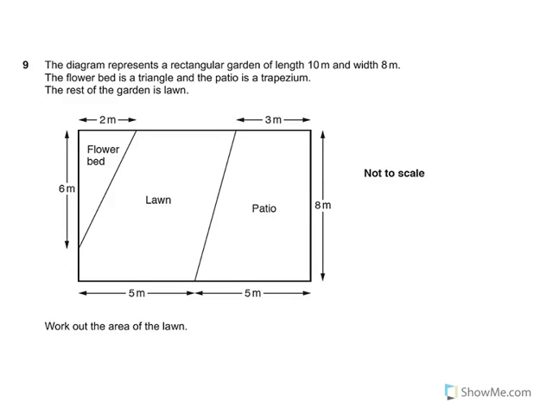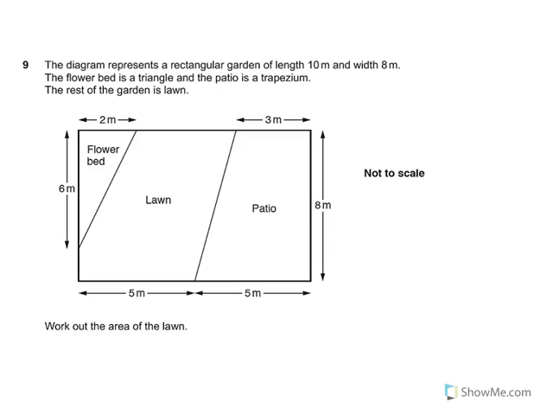Question 9. The diagram represents a rectangular garden of length 10 metres and width 8 metres. The flower bed is a triangle and the patio is a trapezium. The rest of the garden is lawn. Work out the area of the lawn.